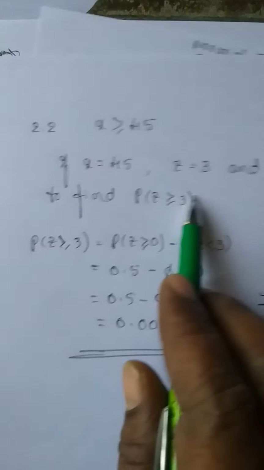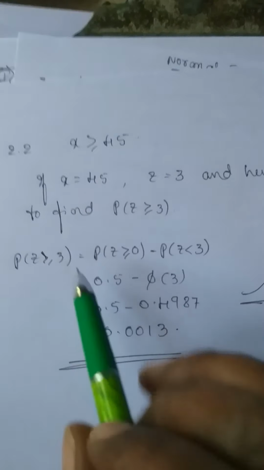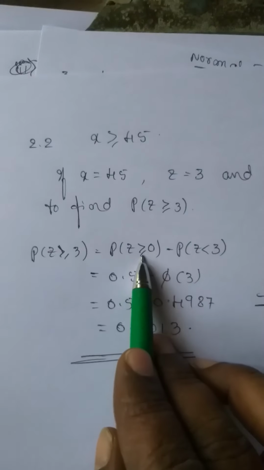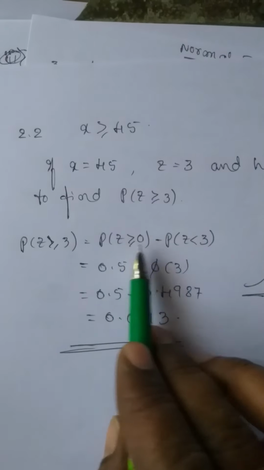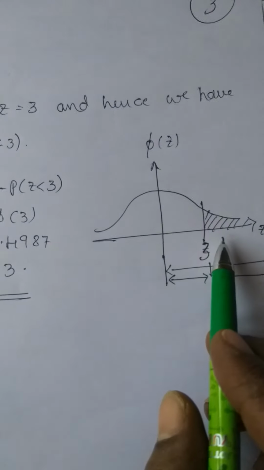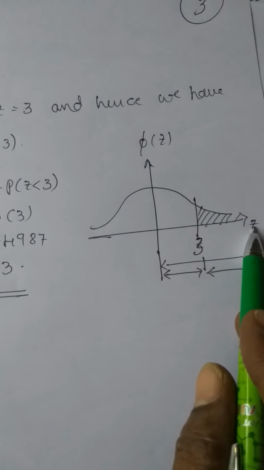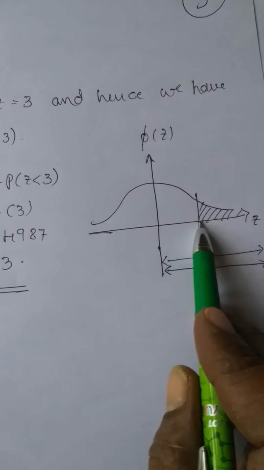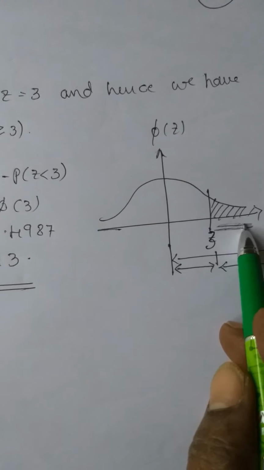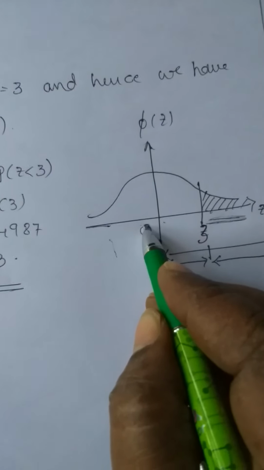So writing P of x greater than or equal to 45 is the same as writing P of z greater than or equal to 3. And that can be written as P of z greater than 0 minus P of z less than 3, as we have shown in the figure. I have to calculate P of z greater than or equal to 3, meaning from here to here. This part I have to calculate, correct? So how can I calculate? I can take this as 0.